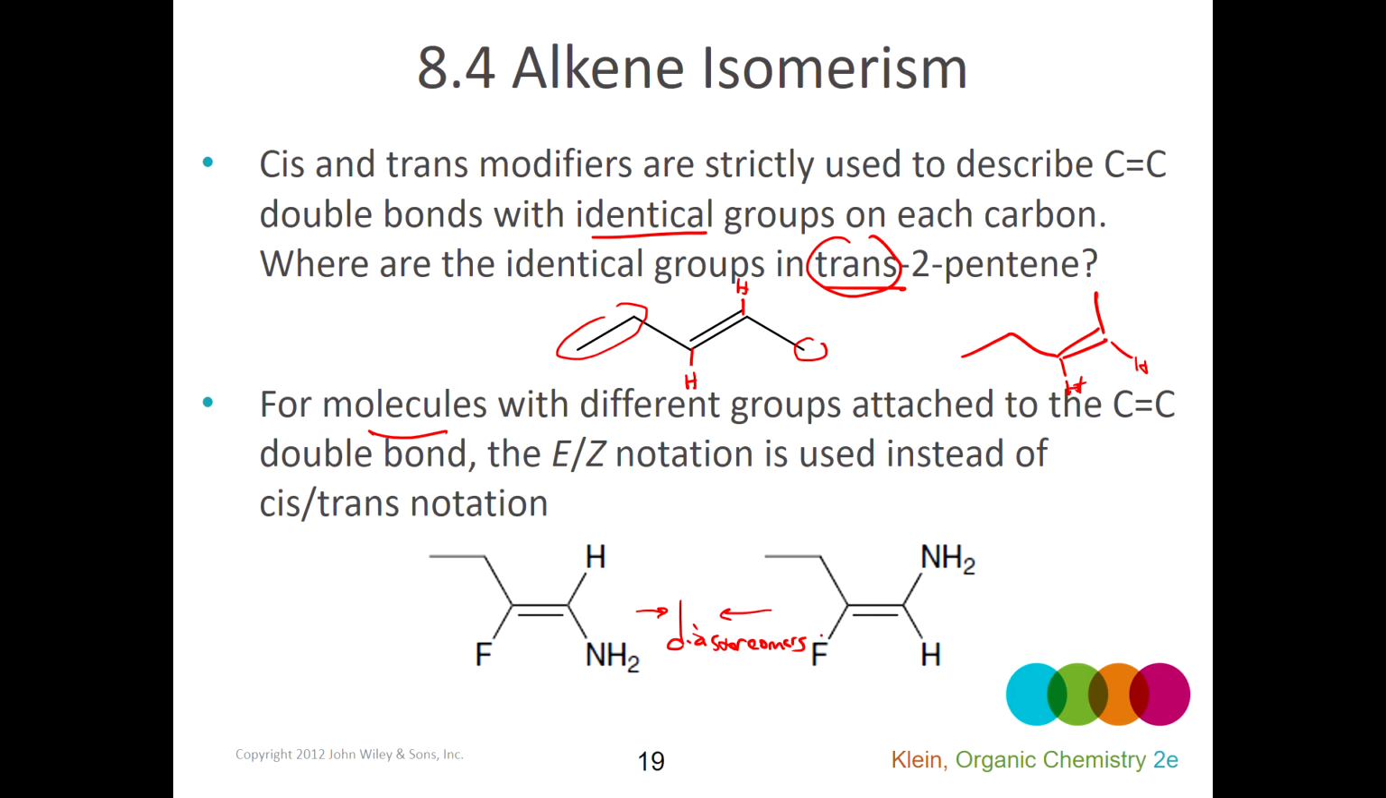So because the cis-trans nomenclature doesn't apply, if I were to name these structures, I need a different way to differentiate between which stereoisomer I'm dealing with. And so that's where this E/Z notation comes in. So we're going to talk about that here in the next few slides, and we can go back and apply it to those examples, including the quiz questions.